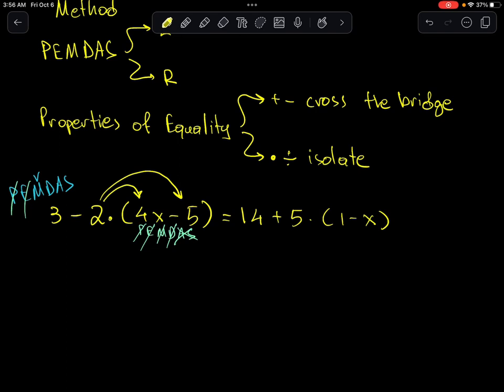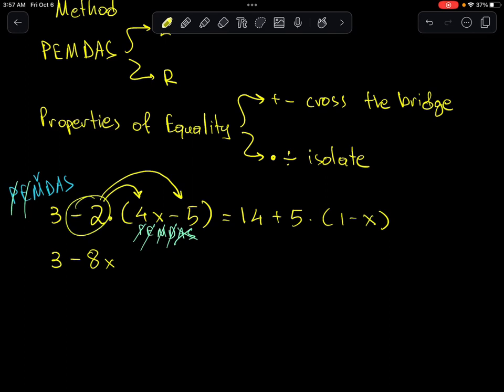Now, other than the multiplication, everything else drops. So 3 is going to drop, but then we're going to have negative 2 times positive 4. If there is no sign, it's implied as positive. So let's start with the signs. Negative times the positive is going to give us a negative. 2 times 4, we're going to get 8, and the x follows. It's really 2 times 4x.